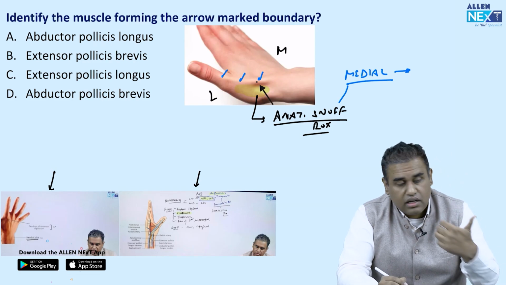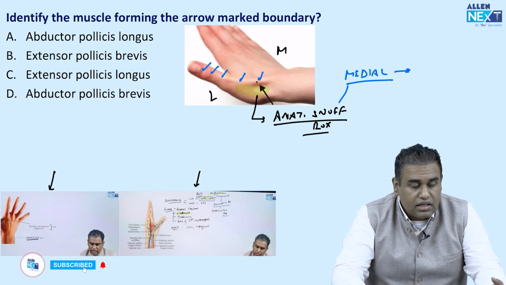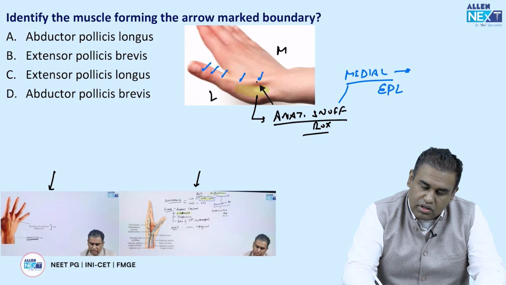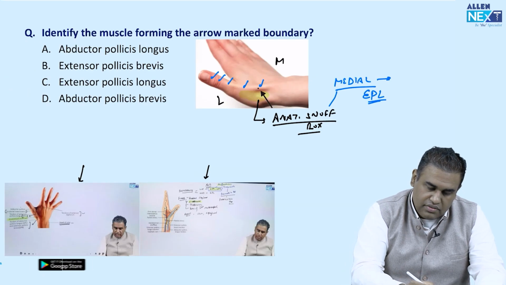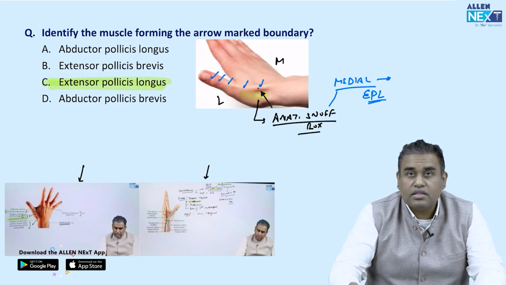You can feel it as well in your own thumb. It is going towards the distal phalanx of the thumb on the extensor or the dorsal aspect. Now this tendon over here is extensor pollicis longus. Hence, let's first jump to the answer. The answer over here will be option C, extensor pollicis longus.